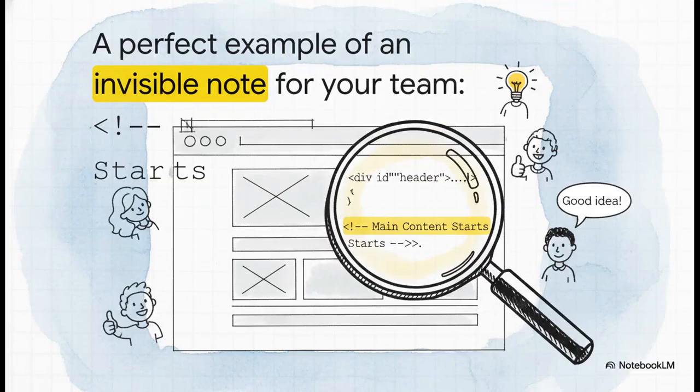So let's make our first comment. A really common and useful one is just to label where a big section of the page begins. For sure. A perfect example of an invisible note for the team would be exactly this. Comment, main content starts. It's simple, it's clear, and it makes life so much easier for everyone else on the project.